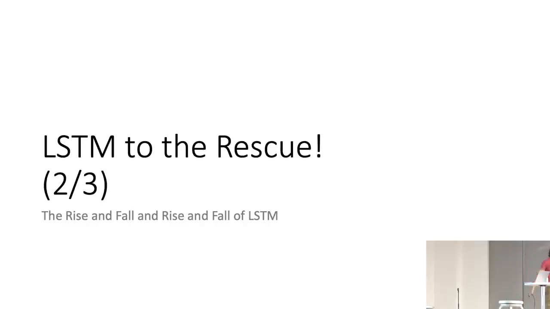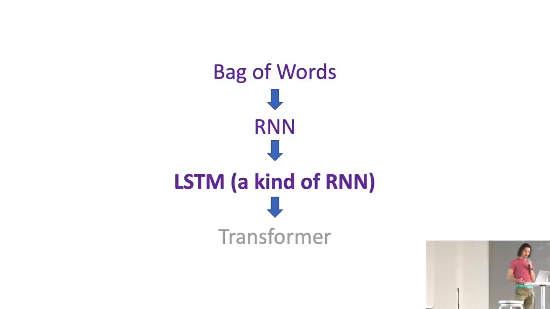I wrote this document a few years ago called The Rise and Fall of LSTM. LSTM came around in the dark ages, and then it went into the AI winter. It came back again for a while, but I think it's on its way out again now with transformers. To be clear, LSTM is a kind of recurrent neural network. It just has a more sophisticated cell inside.